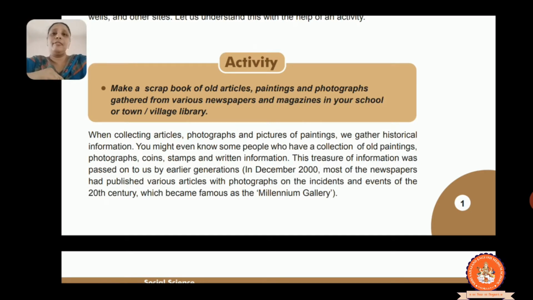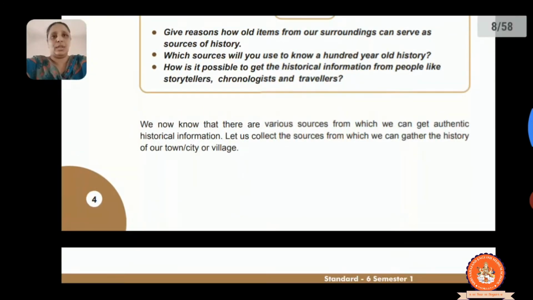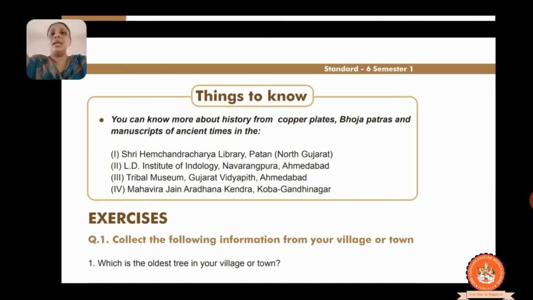Everything is kept in archives or in a museum. In Gujarat, we should know about the museums and libraries. There are some libraries situated in Gujarat: Shri Hemchandra Library in Patan, LD Institute of Indology, Navrangpura in Ahmedabad, Vidyapith in Ahmedabad, Mahavir Jain Aradhana Kendra in Gandhinagar. So these are libraries.